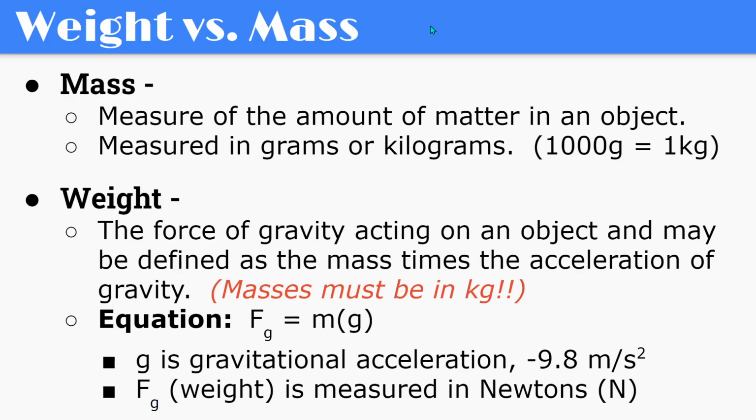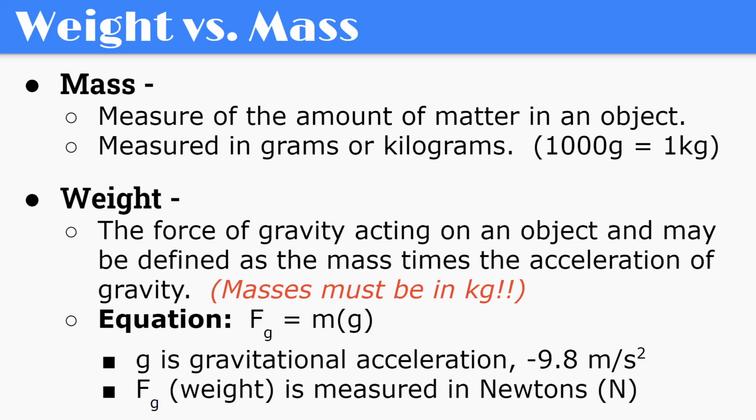That equation involves mass and weight, so we need to make sure we know the difference between the two. They're not the same thing. Mass is the measure of the amount of matter in an object, which is a very vague sounding definition, but that's how it's defined. It is measured in grams or in kilograms. Our standard unit for all of our calculations has to be kilograms. So if a word problem gives you a mass in grams, you will have to convert it. You might want to write down the conversion factor: there are 1,000 grams in a kilogram.